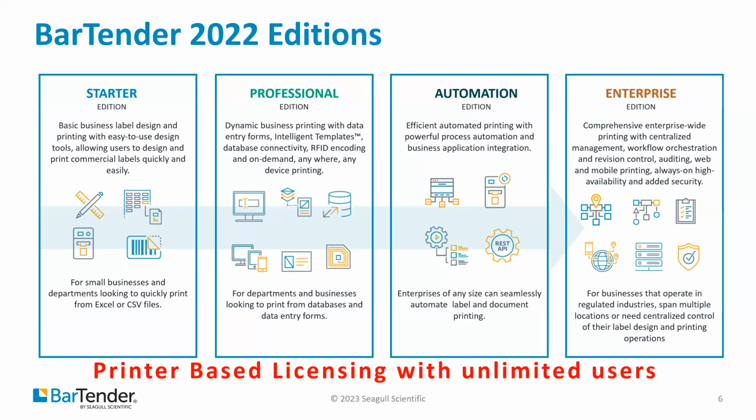We're going to talk about label design. So first, before we start talking about label design, we have to understand something. BarTender, the software, comes in 4 editions: Starter, Professional, Automation, and Enterprise.